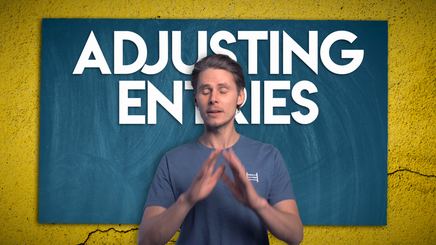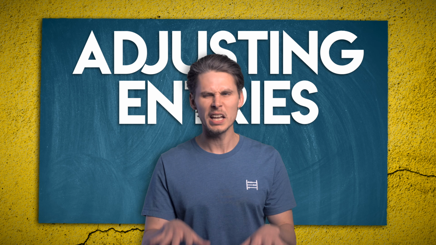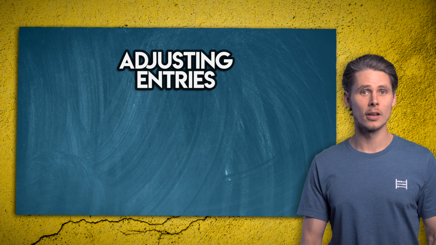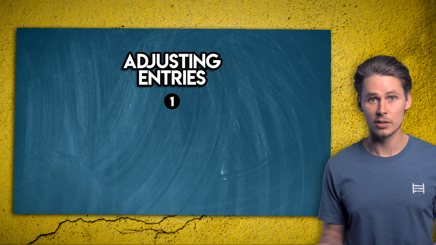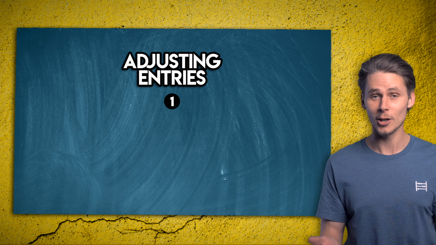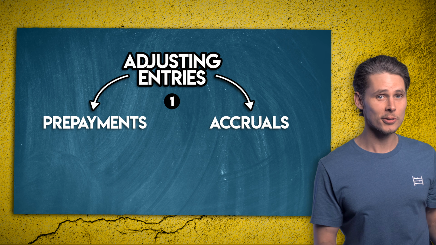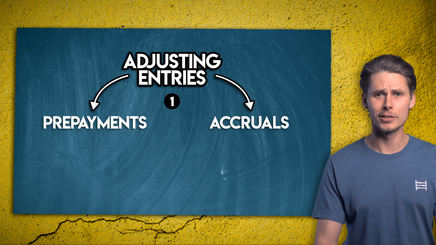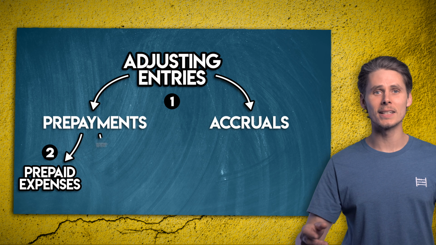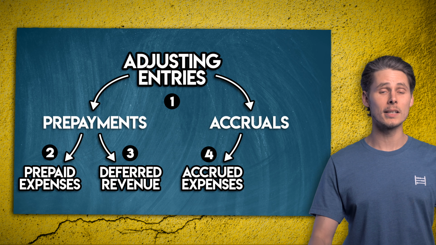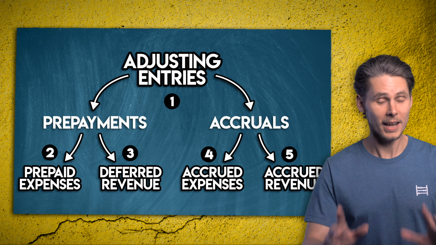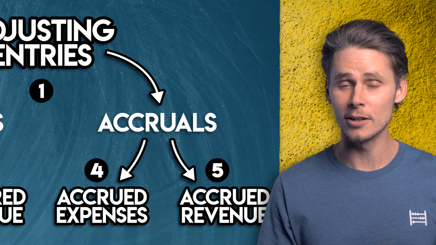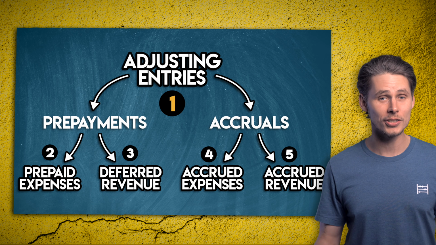This time I'll give you a complete guide to adjusting entries in around about 40 minutes. This video is split into 5 sections. First, I'll explain why we need adjusting entries and introduce you to the 2 main types, prepayments and accruals. Then we'll dive a little deeper and cover each adjusting entry individually with examples. We'll go over prepaid expenses, deferred revenue, accrued expenses, and accrued revenue. There is a lot to cover, but if you watch this right the way through, then you'll be an expert in no time. So, what are adjusting entries?